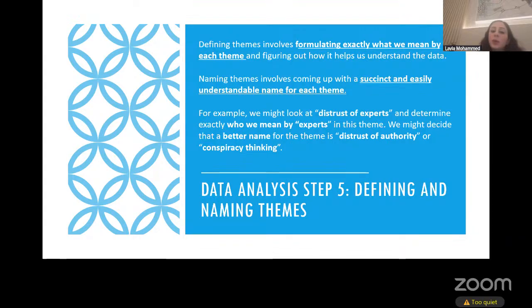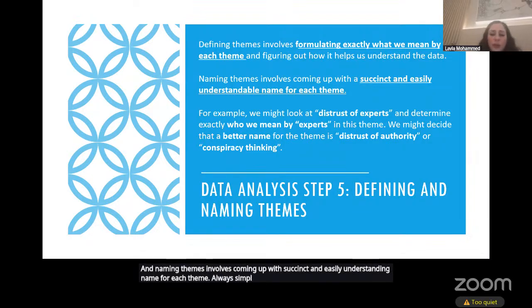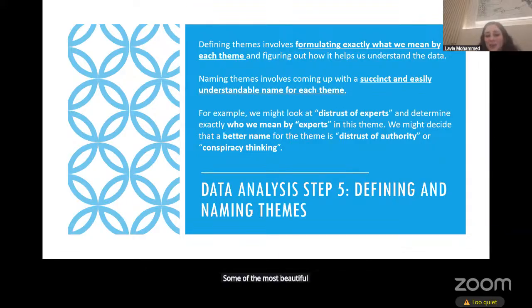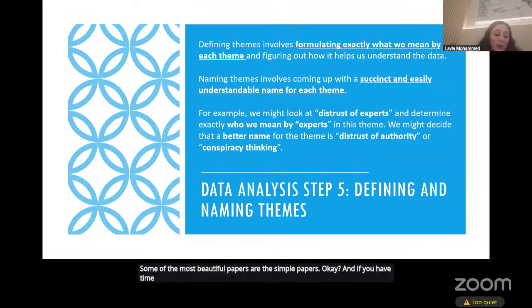Naming themes involves coming up with a succinct and easily understandable name for each theme. Always simplify, okay? Always simplify your research, and I would say the same when it comes to your overall writing. Some of the most beautiful papers are the simple papers, okay? And if you have time, I will tell you a whole story about that.